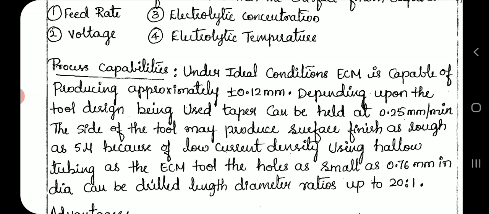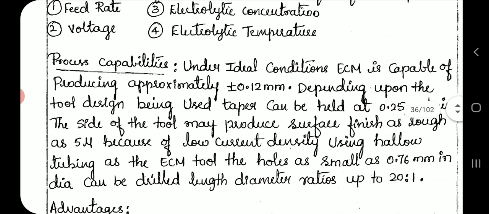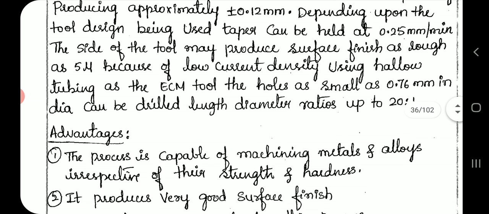The side of the tool may produce surface finish as rough as 5 micron because of low current density. Using hollow tubing as the ECM tool, holes as small as 0.76 mm in diameter can be drilled, with length to diameter ratios up to 20:1. Advantages.